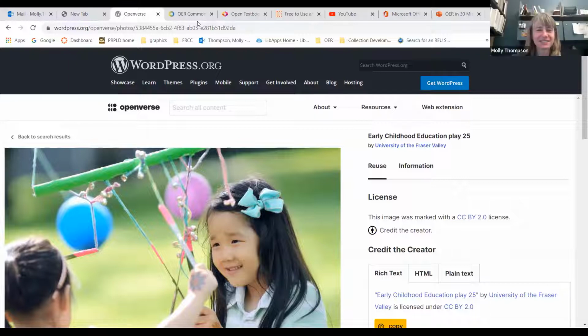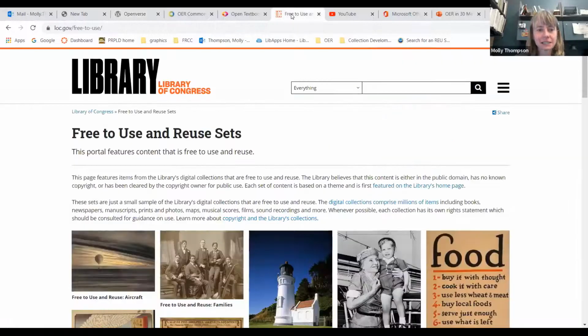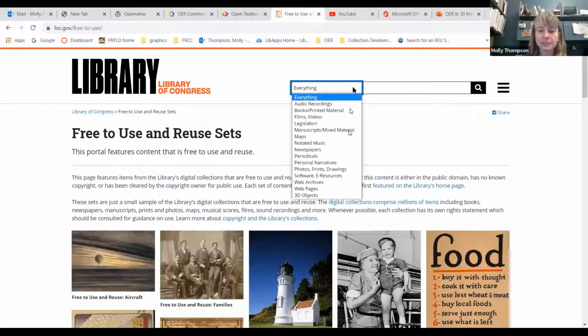Every time I do this, it seems like I forget something. So let's move on. We practiced this yesterday and I realized I completely forgot to practice this site. We have the Library of Congress, and they have free to use and reuse sets. They have all kinds of different materials you can use in here. I keep thinking that I should sit down and spend some time to see what they have, because it looks like it's pretty robust.